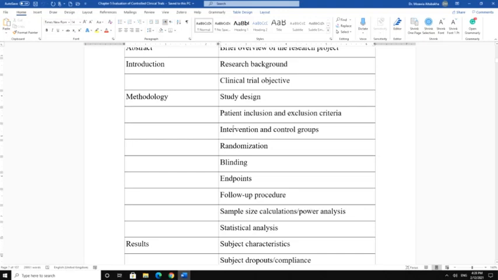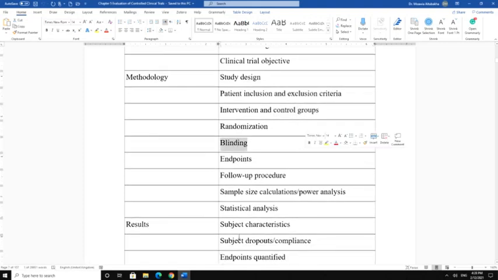Then they should describe the intervention group and control group. What we mean here is they should talk about what medication they want to try for the intervention and what they want to put for the control group. Then they should talk about randomization: how do they randomize the subjects to the intervention group and the control group? Then they should talk about blinding. For example, are the subjects in the two groups aware of what they are taking, whether placebo or the drug under investigation or under study?